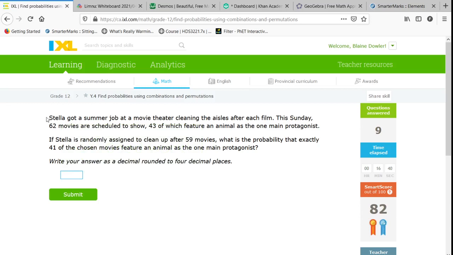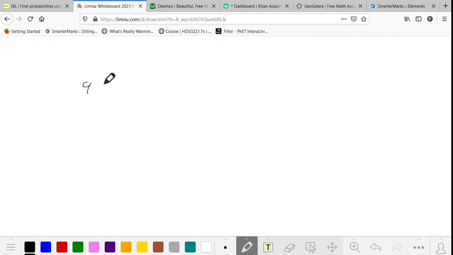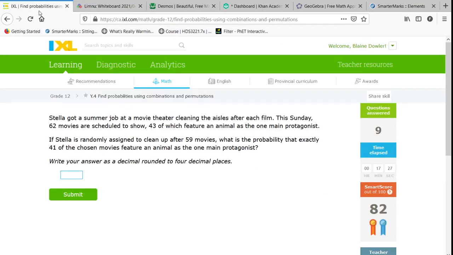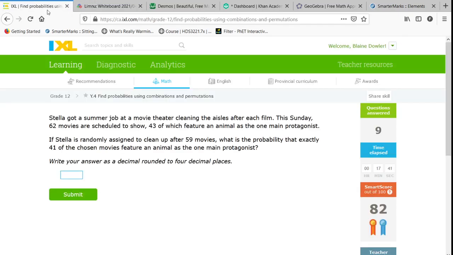And now number 10, to wrap up the first assignment. Stella got a summer job at a movie theater cleaning aisles after each film. On Sunday, 62 movies are scheduled to show, 43 of which feature an animal as the one main protagonist. That's a strange schedule for a theater. If Stella is randomly assigned to clean up after 59 movies, what's the probability that exactly 41 would feature an animal as the main character? So, again, we have to pick 41 out of the 43 that satisfy the condition of having an animal for a main character. And then of the 62 movies, she's cleaning up after 59. So we're choosing these, and these are all possible options. So, yes, she's cleaning up after 59 of the movies.